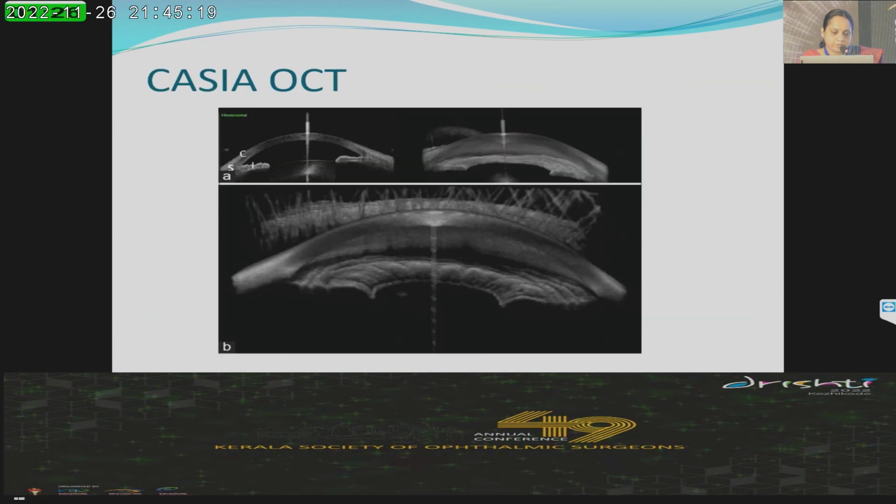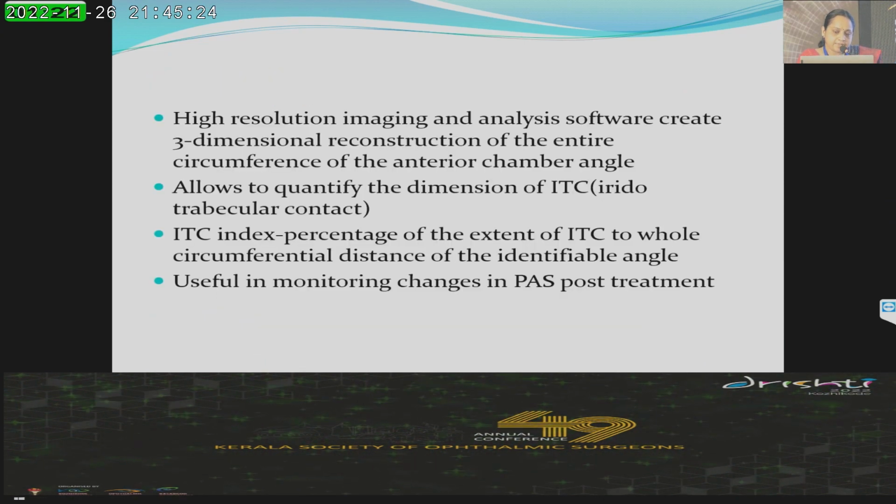This is a SS-OCT, CSOS 2022. It gives 3-dimensional reconstruction of the entire circumference of the anterior chamber angle. It allows us to quantify the dimension of iridotrabecular contact, and the iridotrabecular contact index is the percentage of extent of iridotrabecular contact to the whole circumferential distance of the identifiable angle. It is useful in monitoring changes in peripheral anterior synechiae post-treatment.